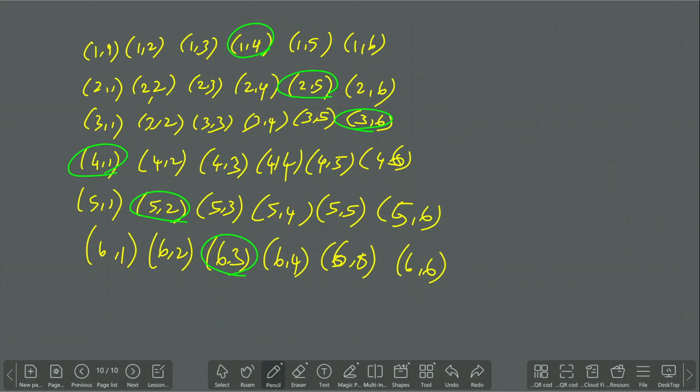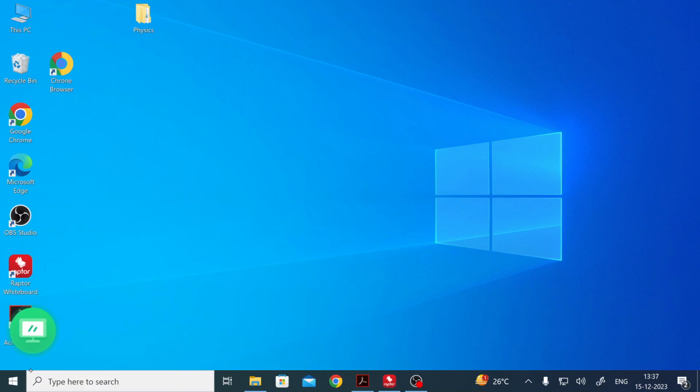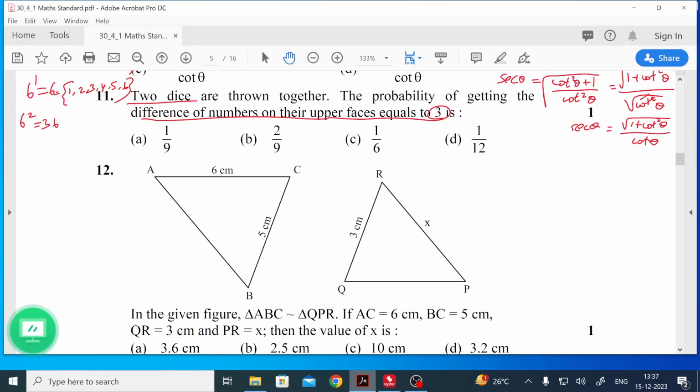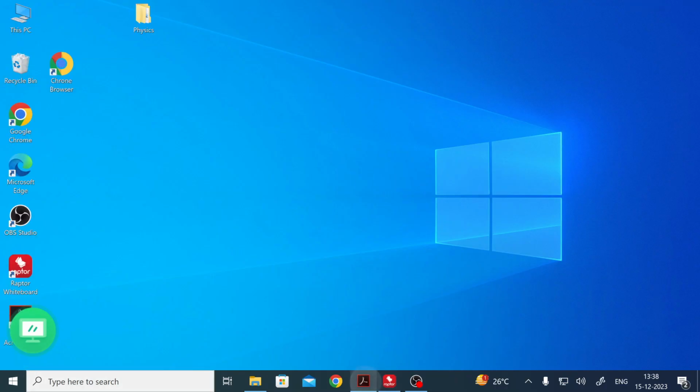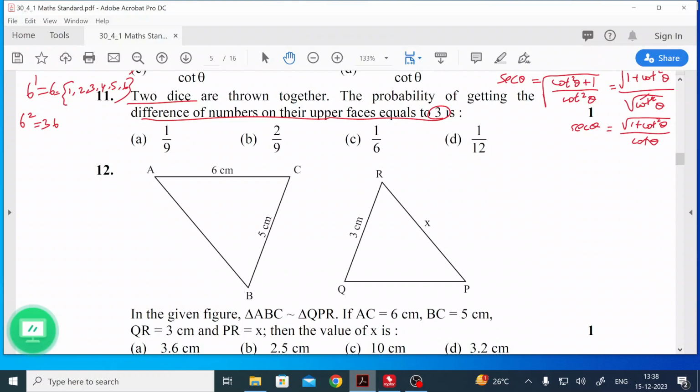Like this. Don't think of minus, plus and all here, because they didn't mention such words. Am I right? 2 dice are thrown together. The probability of getting the difference of numbers on their upper faces equal to 3. That's it. How many are there? 6. 6 divided by 36 equals 1 divided by 6. Where is 1 divided by 6 in the options? Option C is given. That is the required answer.